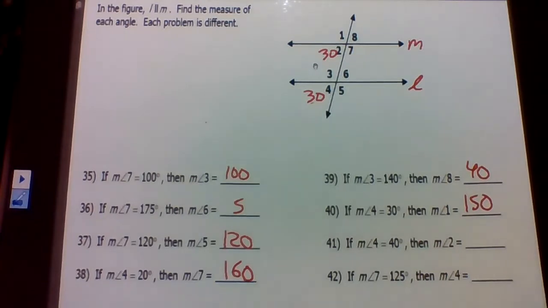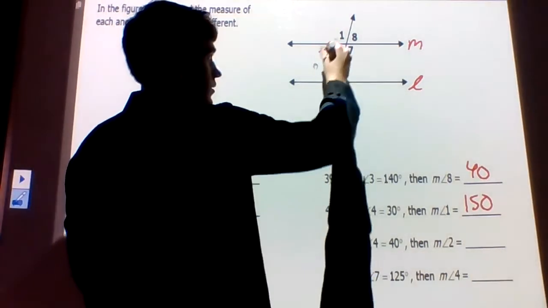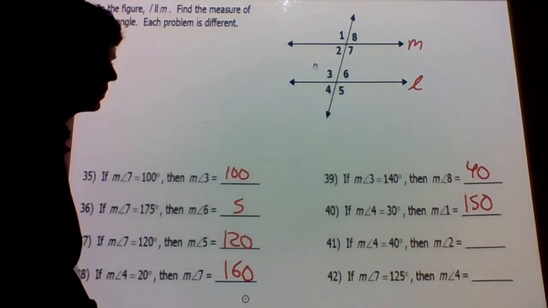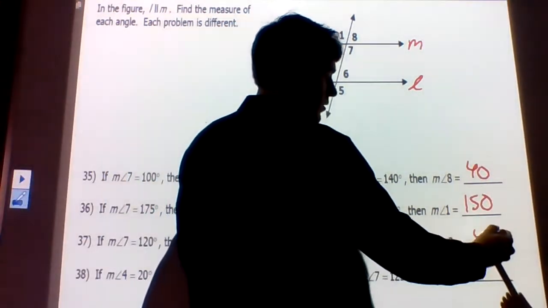Next, we're looking at 4 and 2. Okay, those are corresponding angles. So they're congruent if the lines are parallel. So the measure of angle 2 is 40.